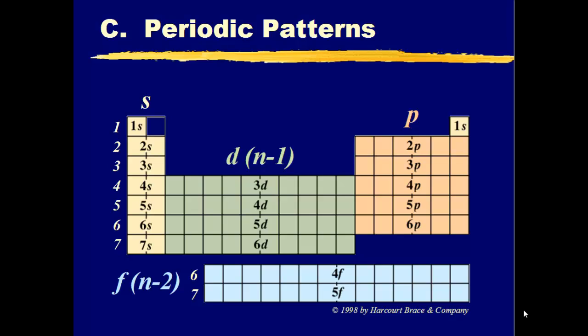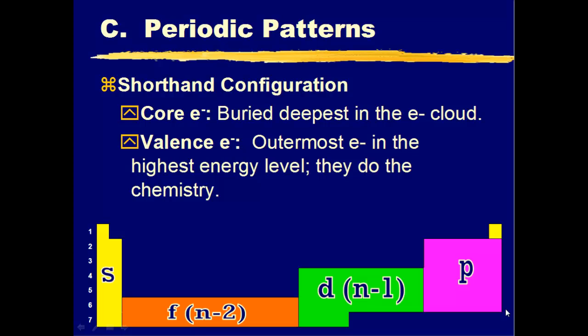But if you subtract 2, you get 4 and 5. So the lanthanides actually are using the 4F, the actinides are actually using the 5F. Take a minute to label those things on your periodic table. Here's another view of the periodic table. The nice thing about it is that the lanthanides and the actinides have been pulled up into the main part of the table. Remember to write those shorthand configurations.